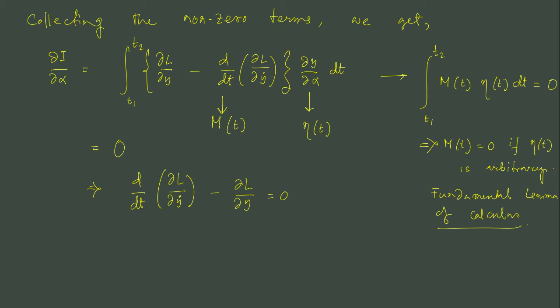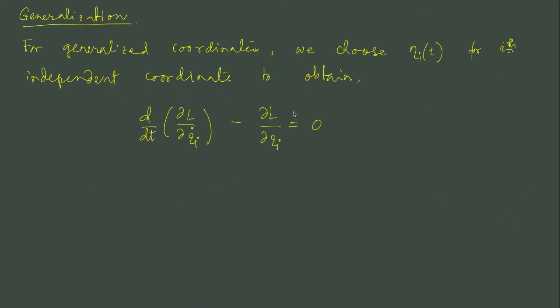Now the eta i's are independent, and that means that individually the coefficient of each eta i must vanish, and that will give us the Euler-Lagrange equation for each generalized coordinate. The extension is straightforward. So it's particularly useful now.